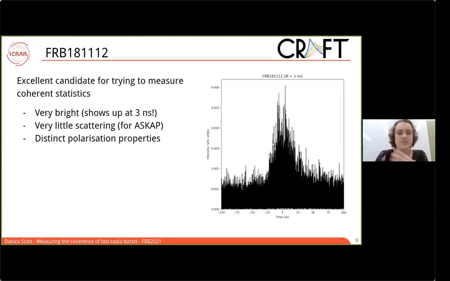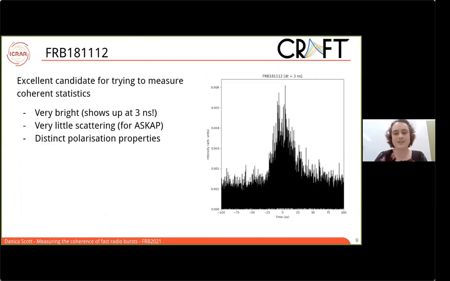So FRB 181112, to come back to this one, is a very good candidate for trying to measure coherence statistics. This is for several reasons. Mostly, it is very bright. So when you plot it at 3 nanosecond time resolution, it still shows up. It's still really easy to see, which is a sign that it's a super bright burst.